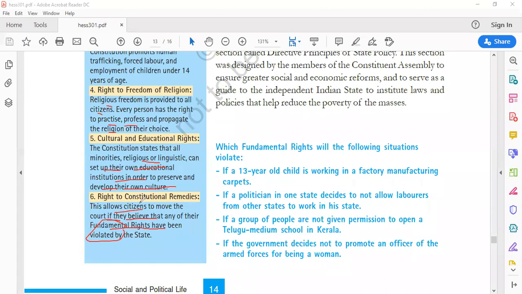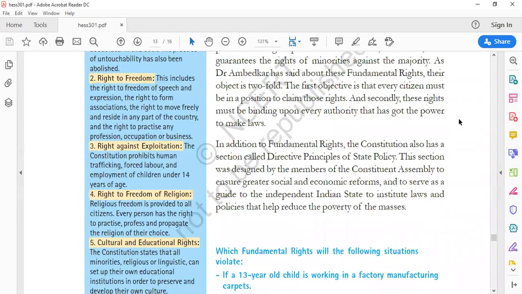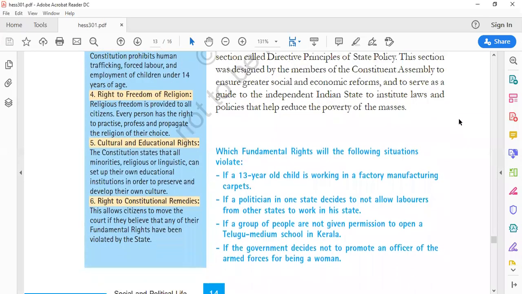Right to constitutional remedies means if your fundamental rights are violated, obviously you can go to court and file a petition that your fundamental rights have been compromised. Okay, this much you have seen. Fine.